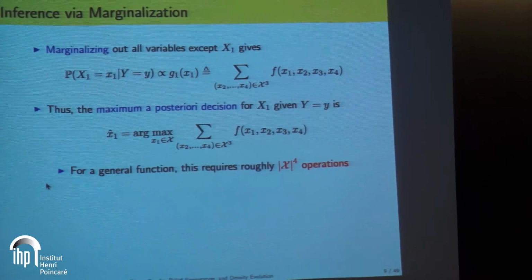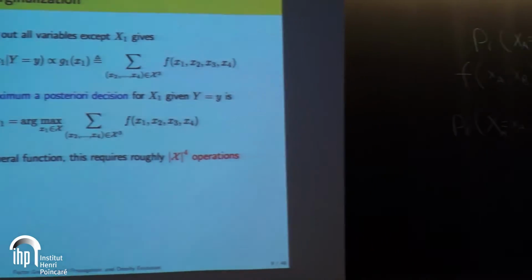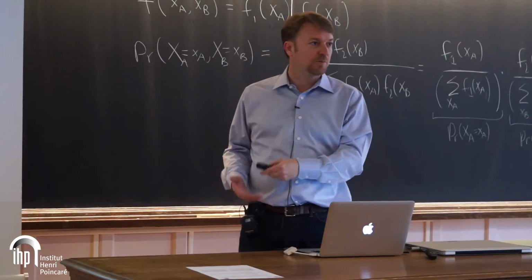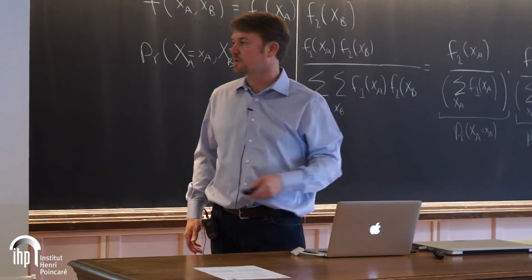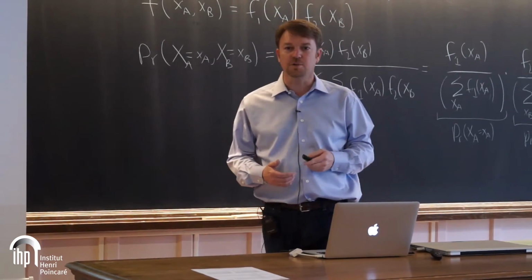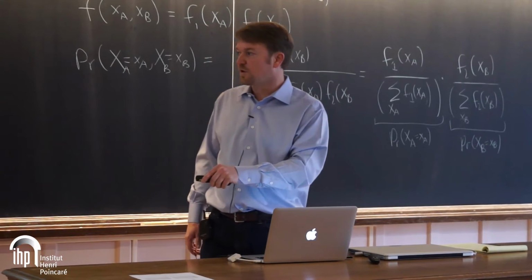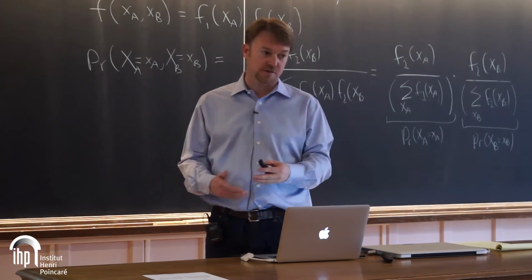Now, in that case, if I wanted to make the maximum a posteriori decision on that variable, I could just take the argmax of that. There's a constant I'm leaving out, but it doesn't matter for the maximization, so I can get this. Now the question is, how much complexity does it take to do this sum? Marginalization is efficient for tree-structured factor graphs, as we'll see shortly.